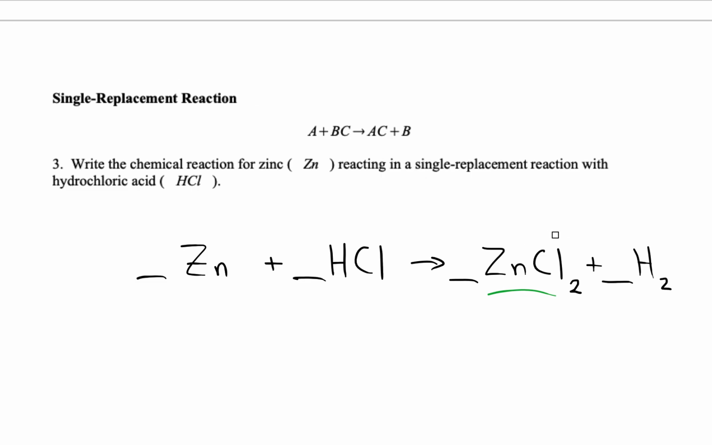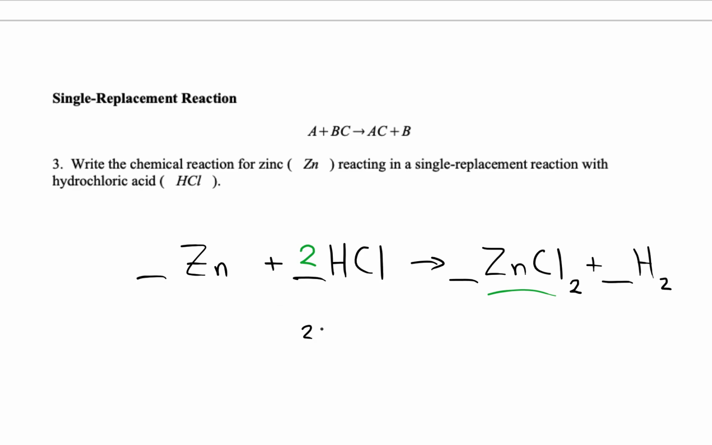So let's see. I'm going to start with something that I know has to be done. We've got 2 hydrogens here on the right and only 1 hydrogen on the left. I also see that we've got 2 chlorines on the right and only 1 chlorine on the left, so it would make a lot of sense to put a 2 here. That'll take care of both of those problems.